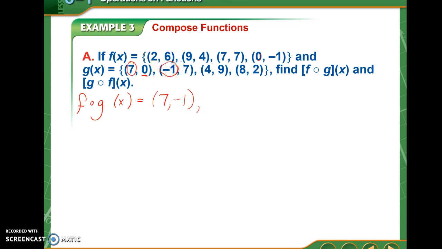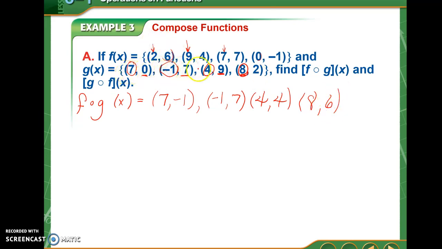Again, I'll start with the x of the g function, negative 1. That goes in, output is 7, so that becomes the input of my f function. When I put in a 7, I get a 7. Then I'll do 4. So 4 goes in, I get an output of 9. When I put a 9 in, I get an output of 4. So I put in a 4, ended with a 4. And then 8. So I put in 8, comes out a 2, and that 2 goes in, and it gives me a 6.